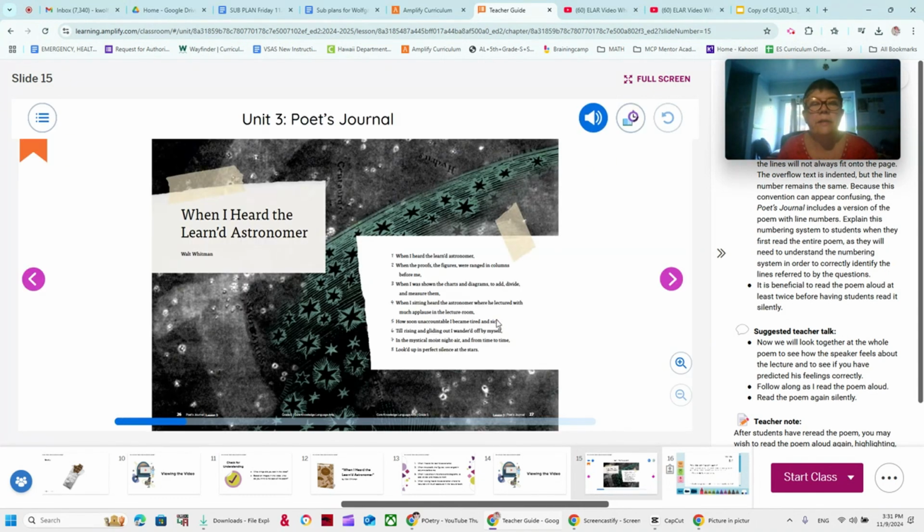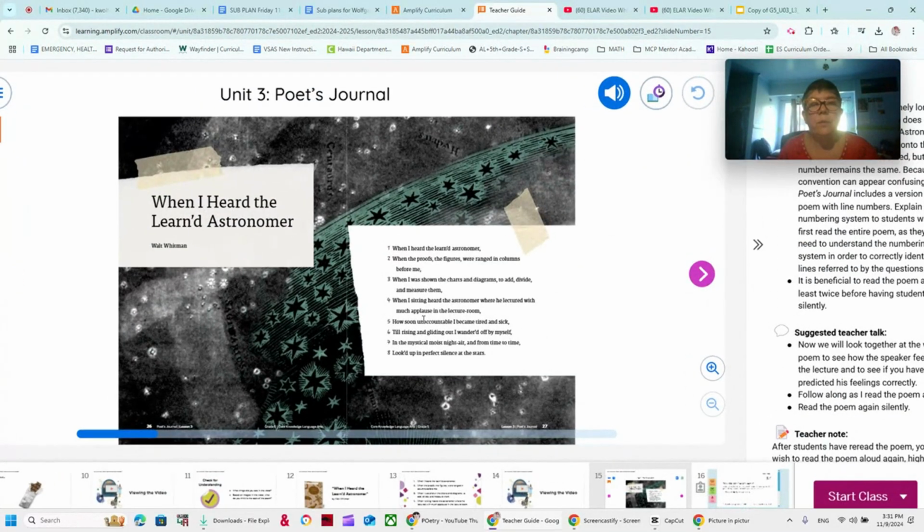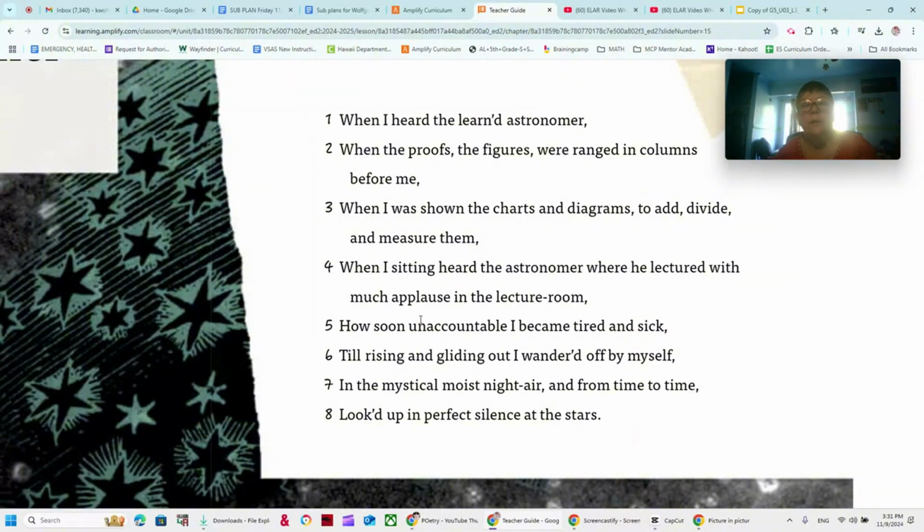Page 27. Let's read the whole thing now. When I Heard the Learned Astronomer by Walt Whitman. When I heard the learned astronomer, when the proofs, the figures were ranged in columns before me, when I was shown the charts and diagrams to add, divide, and measure them, when I, sitting, heard the astronomer where he lectured with much applause in the lecture room, how soon, unaccountable, I became tired and sick, till rising and gliding out, I wandered off by myself in the mystical, moist night air, and from time to time looked up in perfect silence at the stars.